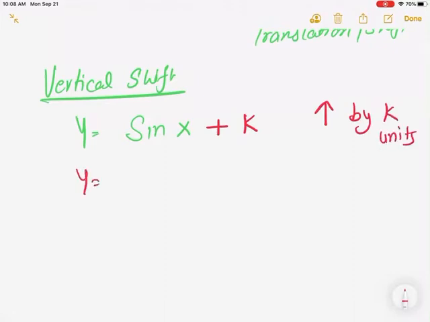Let's say another equation, I have cosine x minus k. So now, again, this k is being added or subtracted to the whole equation. So it means the graph will shift down by k units.